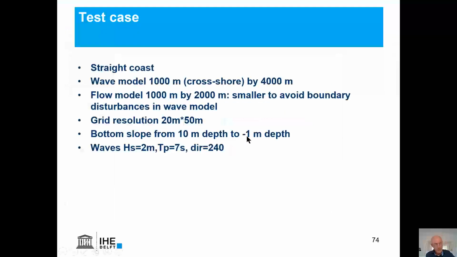Hi, we're now going to do the test case that was described here, the straight coast with a somewhat long wave model and a shorter flow model that is smaller to avoid the boundary disturbances in the wave model, with a grid resolution of 20 by 50 meters and bottom slope from 10-meter depth to -1 meter depth, and with waves as given here. Now let's see, how are we going to do that?